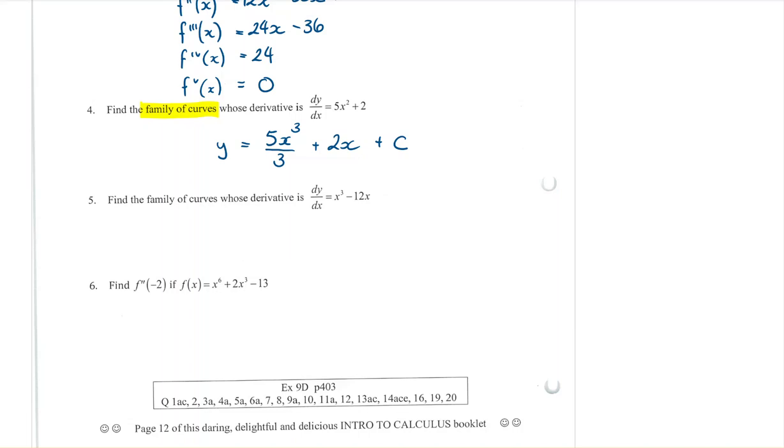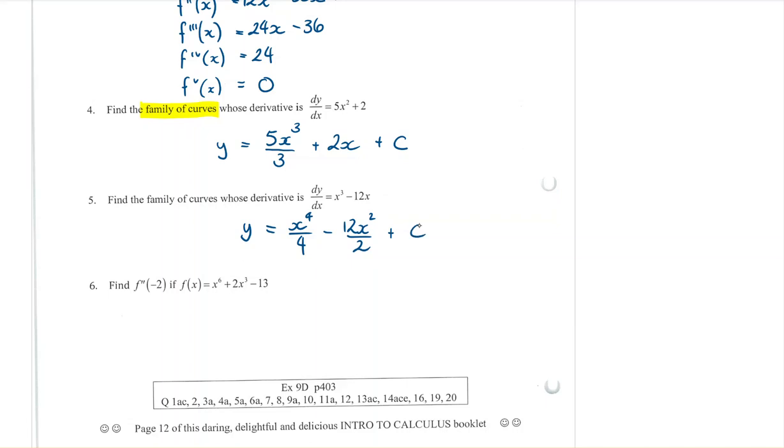Question 5, find the family of curves. So here it is again, whose derivative is dy over dx equals x cubed minus 12x. So from the derivative, I'm going back to the y equation. The x cubed, I'm adding 1 to the power, which becomes a 4, and I divide by the power. Same for the next term. Keep the 12, so minus 12. The x, you add 1 to the power and divide by the power. So it becomes x squared over 2. And I also have to add on my plus c.